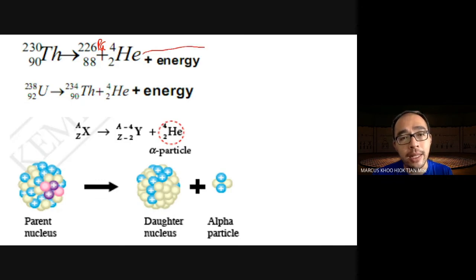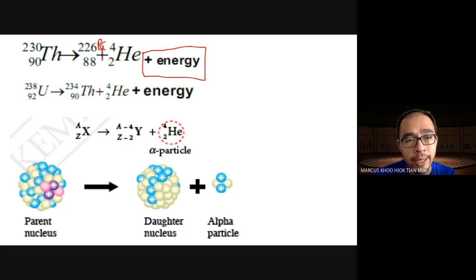Okay, this is the thing that needs to be included, which a lot of people always forget. Actually, every time there is a radioactive decay, energy is always produced. When energy is produced, you have to write the word energy there. But it's just energy. The most important thing is that the number on top and the number at the bottom must be balanced on both sides.